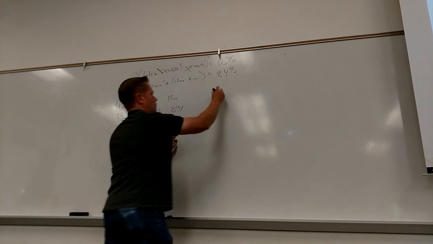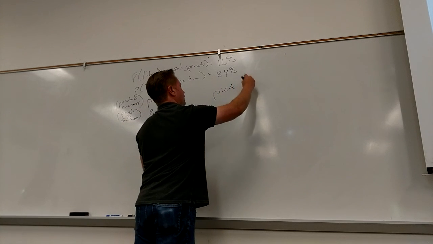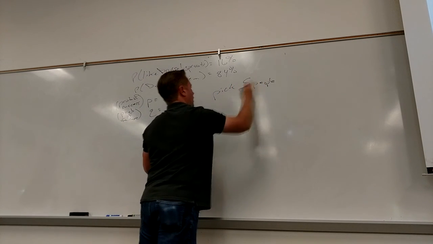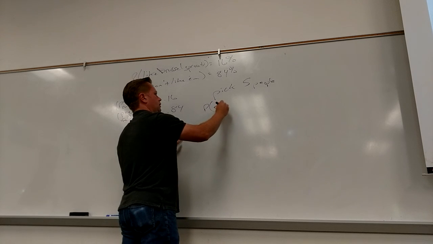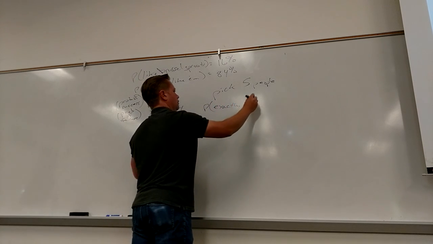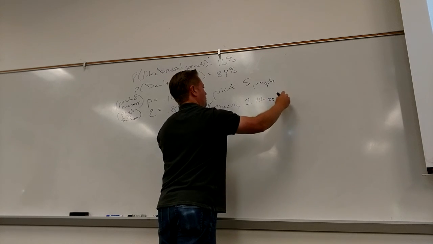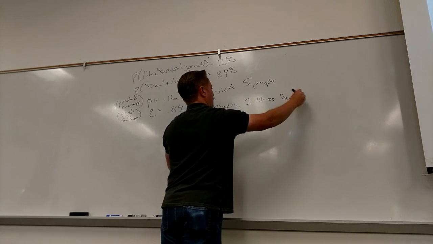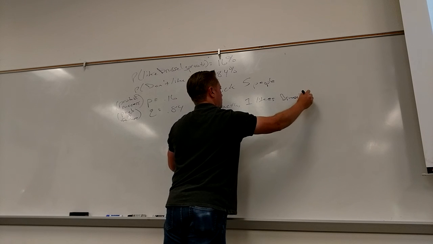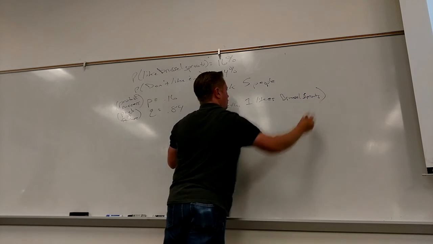So what if I pick, let's say, 5 people, and I want to know the probability that exactly 1 likes Brussels sprouts? Yes, no, Brussels. It's a little unfair. Sprouts. Yeah, Jeff, you can pretend like you can spell.